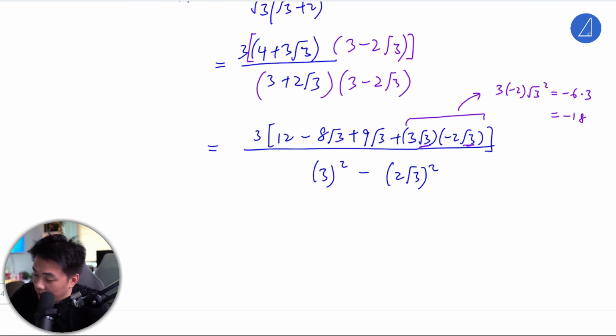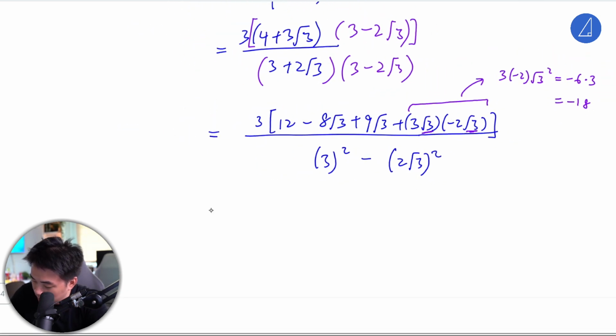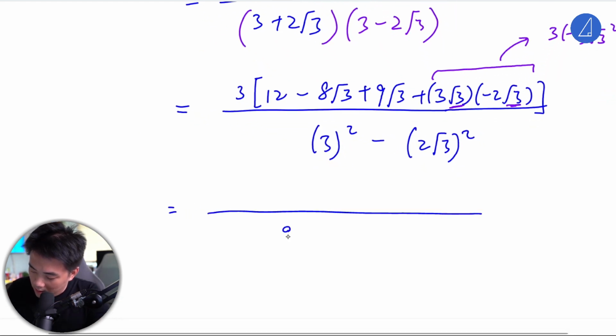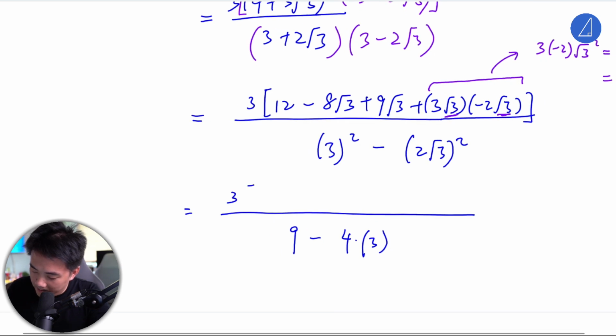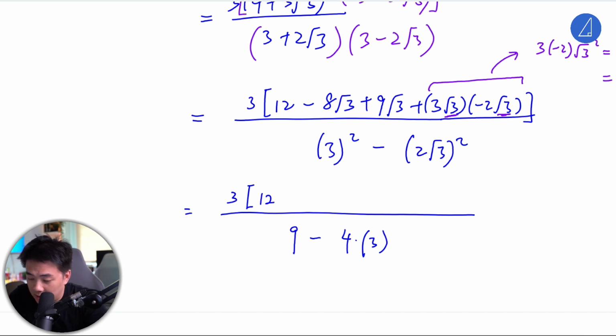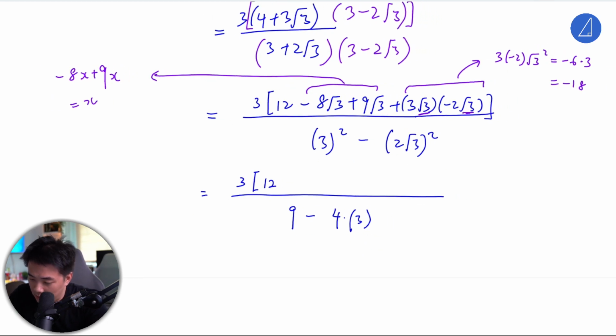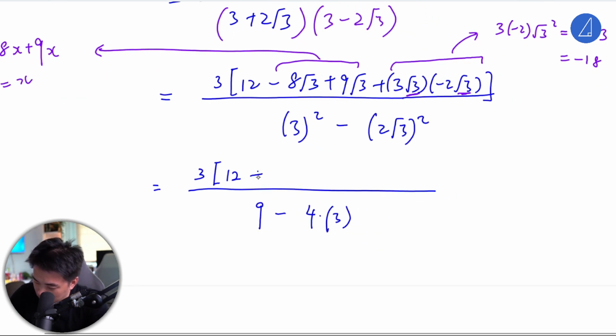So then what we can write down is this case here to be 9 minus 4. 2 squared times root 3 will be 3 still. So that will be 3, 12. Okay, minus 8 plus 9 root 3. See this as this over here. Minus 8 times 9 root 3 is just minus 8x plus 9x. That will be x, right? So this case here, this will be plus root 3.